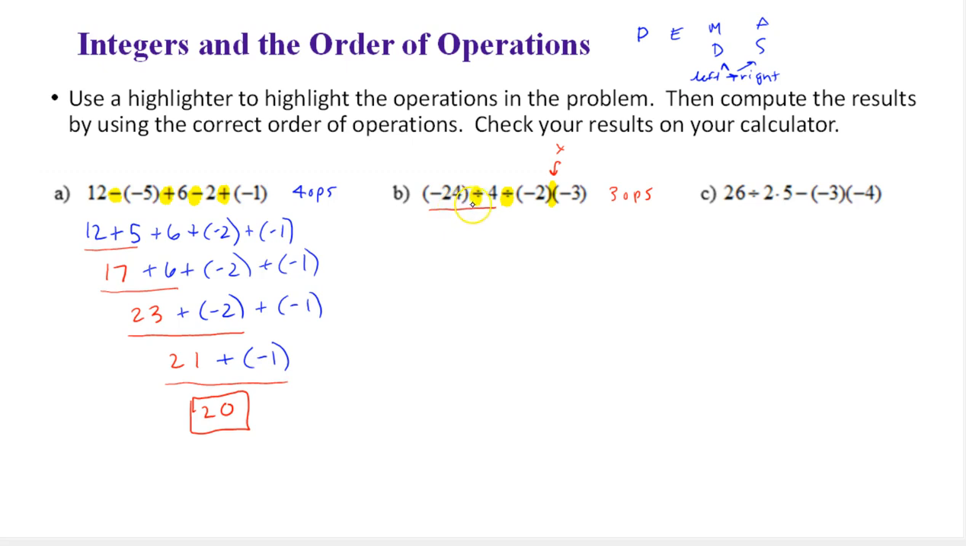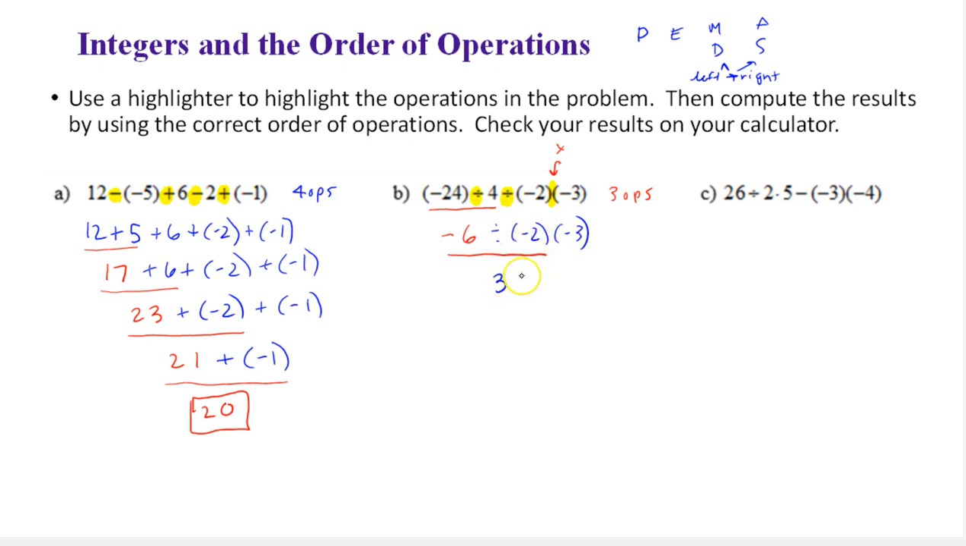So negative 24 divided by 4, well, I think of the unsigned numbers. 24 divided by 4 is 6. A negative divided by a positive is negative. Now let's copy down the rest of the problem. Divided by negative 2 times negative 3. Next we have negative 6 divided by negative 2. Well, 6 divided by 2 is 3. Since both of the signs are negative, my result is positive.